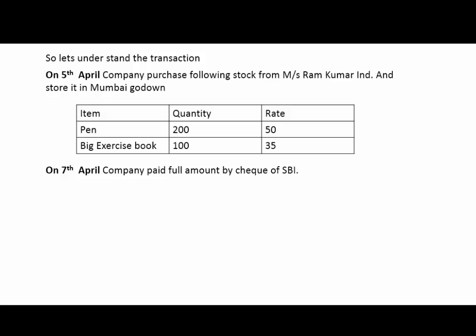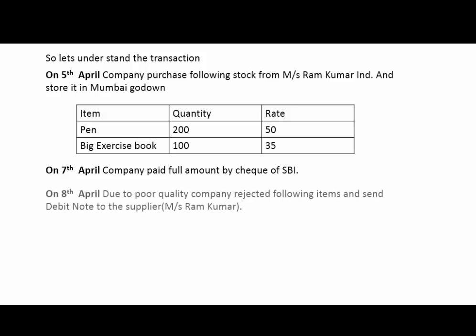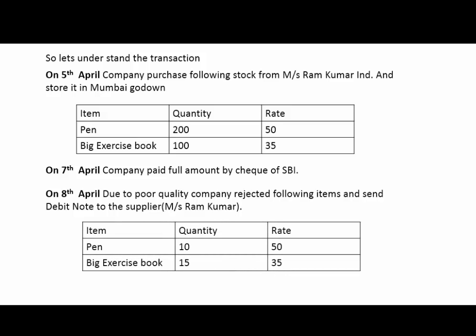On 7th April, the company paid the full amount by cheque of SBI to Messrs. Ram Kumar Industry. On 8th April, due to poor quality, the company rejected the following items and sent a debit note to the supplier, that is, to Messrs. Ram Kumar. The items rejected are pen 10 quantities and big exercise books 15.